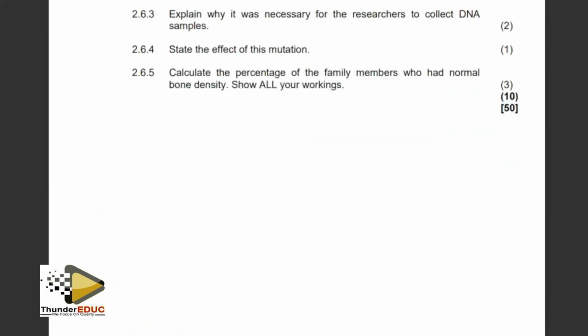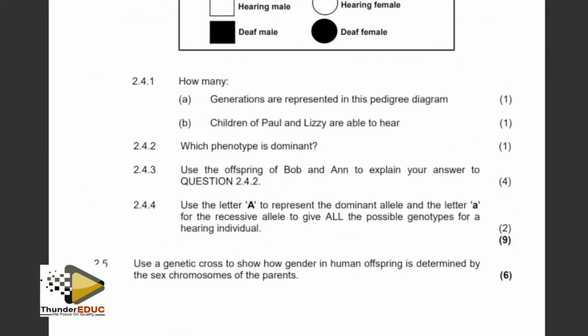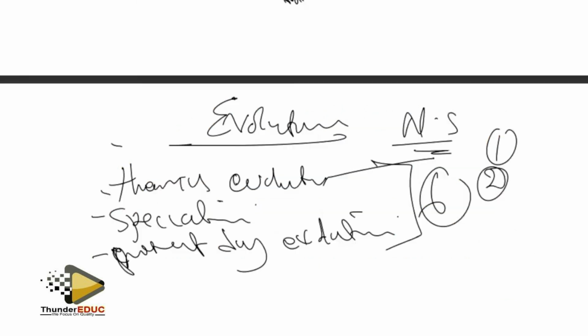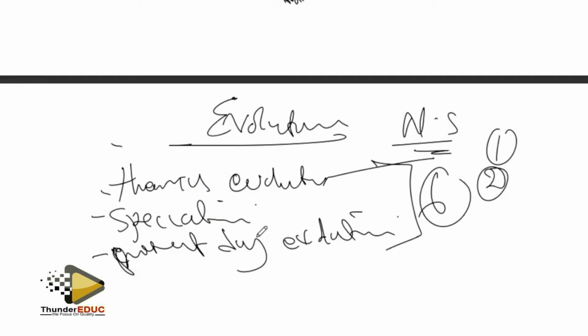But you can't go to the exam without knowing that. Using sex, show gender in human, how it is. I explained this. You see, 6 marks. Okay, when I find it, I'll try to show you that example.